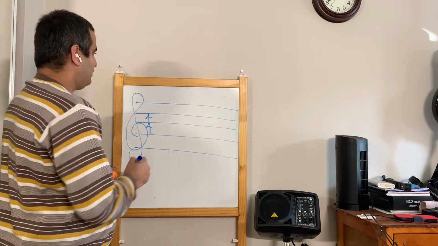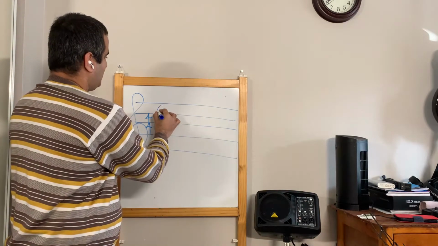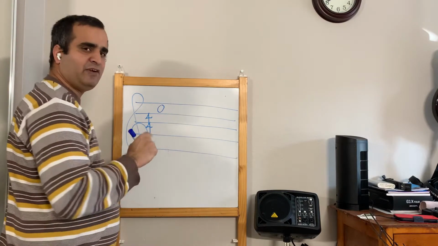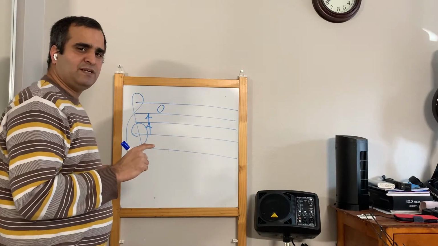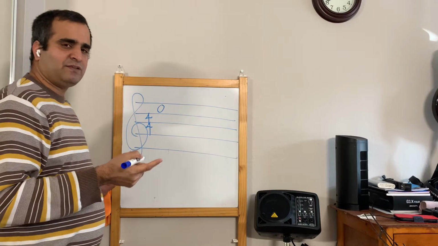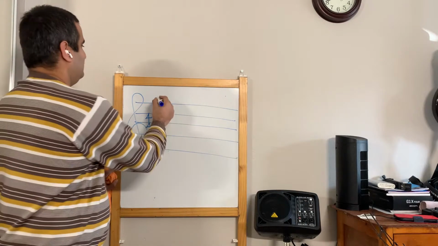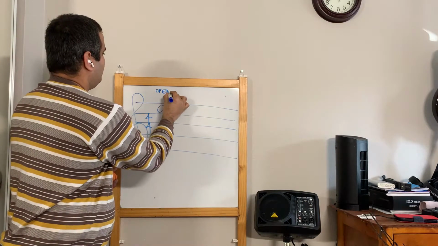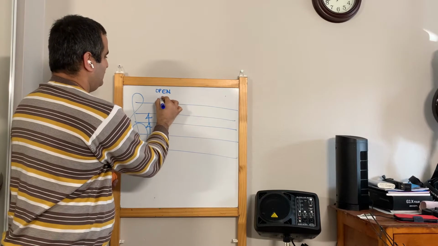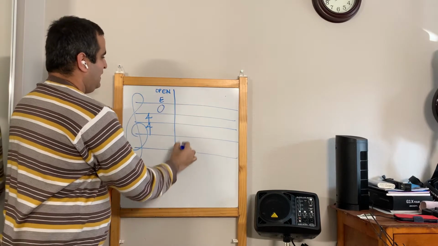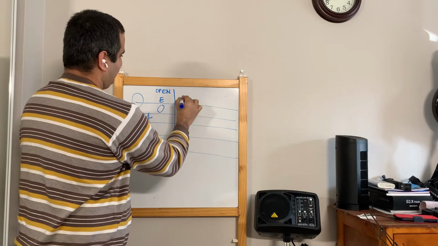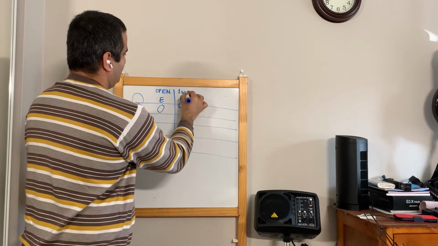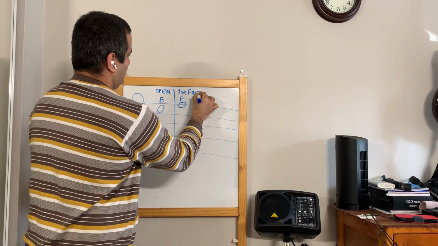So if you recall, our 4th space is called E. If you remember the spaces we talked about, F, A, C, E, where F was the first space, A was the second, C was the third space, and E was the 4th space. So we write the open position on the first string as E, and the next note, which is on the line, the 5th line, if you remember, that was F. Now this is the first fret, right, first fret.